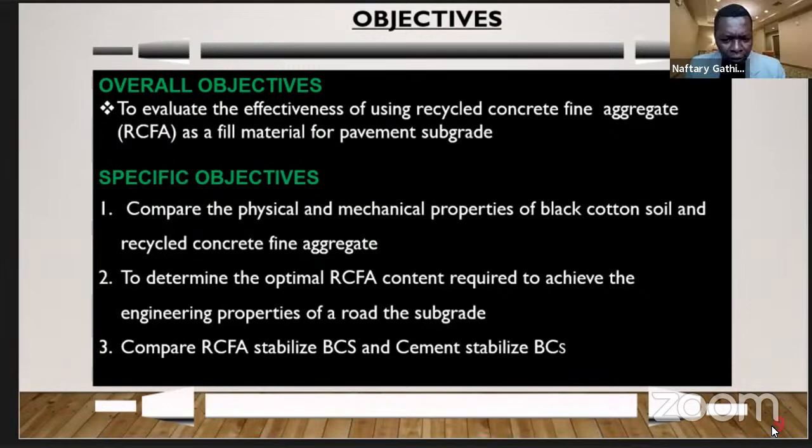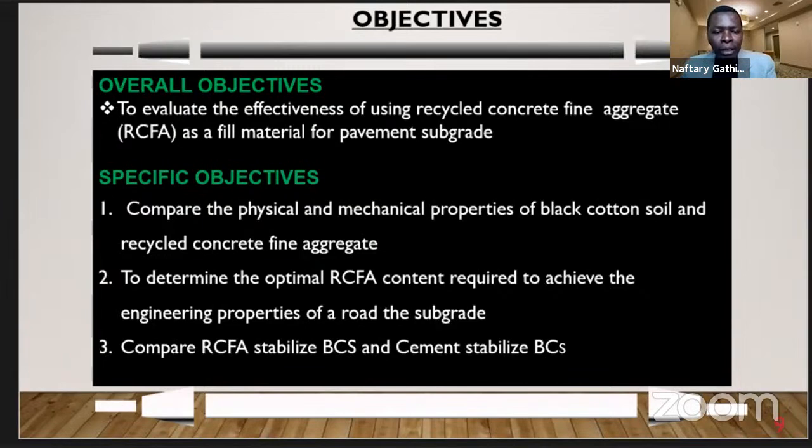But still, you are far from the third objective, because the first thing is we see the performance using the recycled material. We see whether we can stabilize that soil to attain the standard specified requirement, isn't it? Because we do not expect it to perform the same as cement. Yes, cement is superior. But we want to see whether we can attain the minimum required standard.